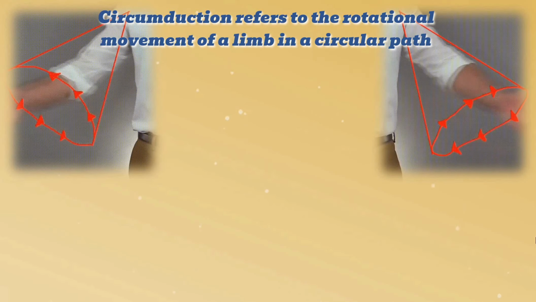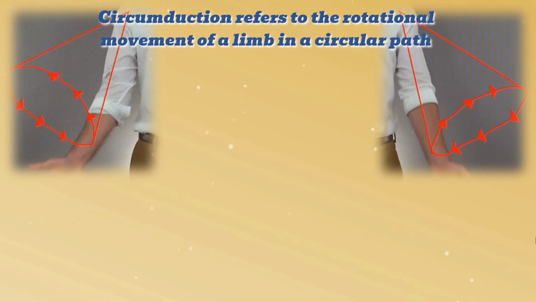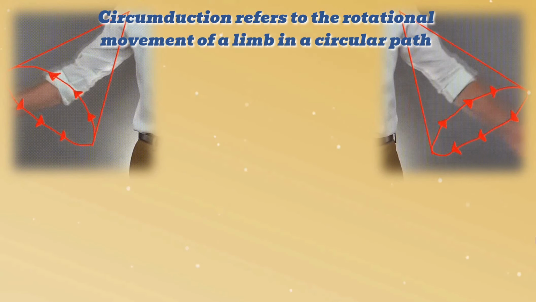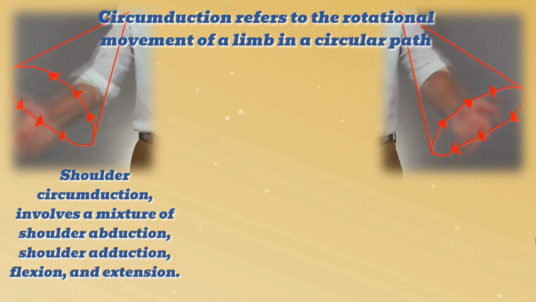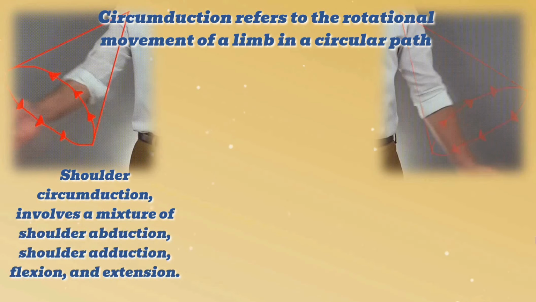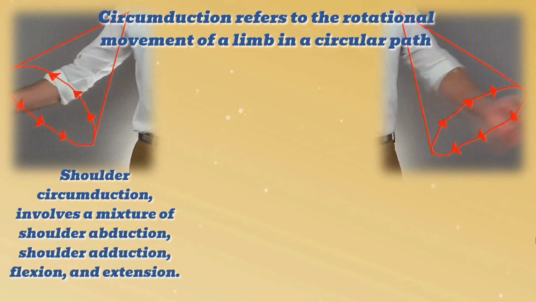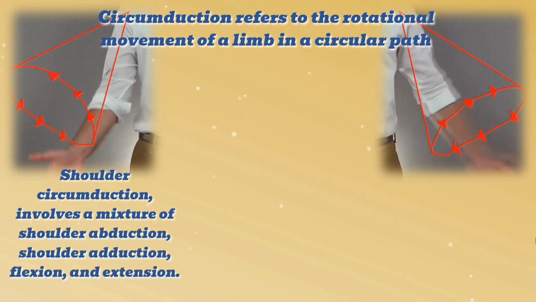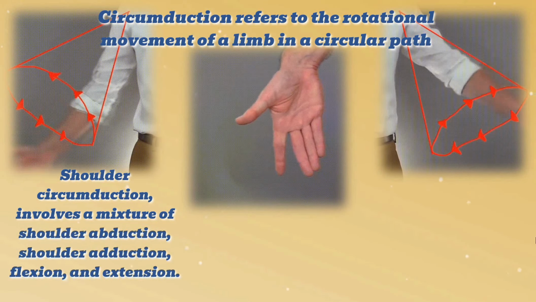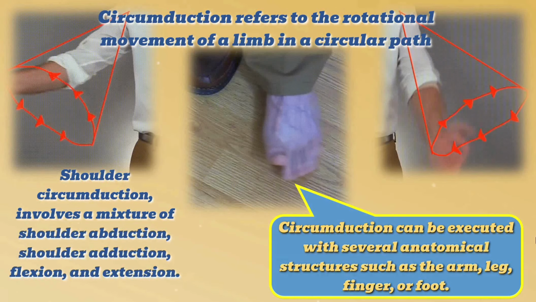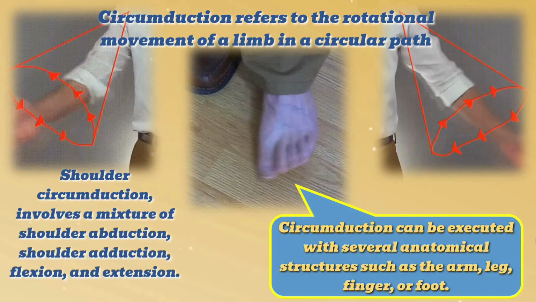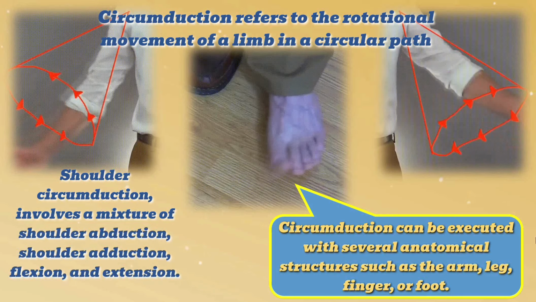At last, what is circumduction? Circumduction is a special movement that refers to the rotational movement of a limb in a circular path. Here is the example showing. Shoulder circumduction involves a mixture of shoulder abduction, adduction, flexion, and extension. Other examples: circumduction can be executed with several anatomical structures, such as the arm, leg, finger, or foot.